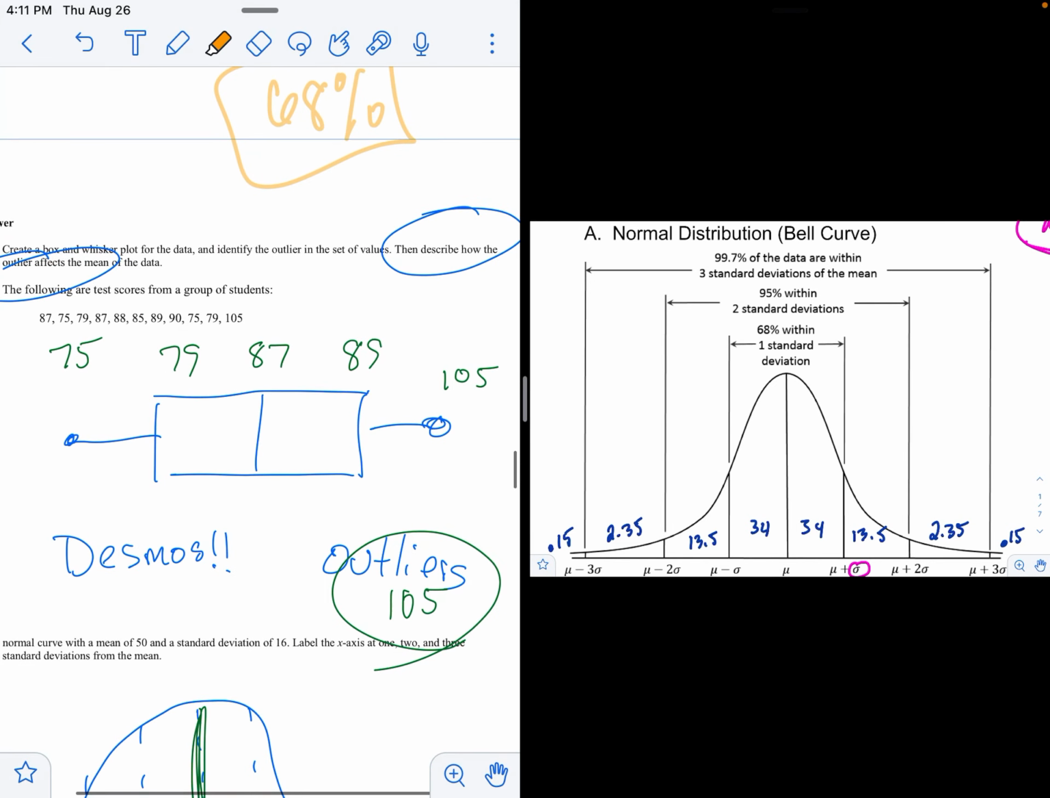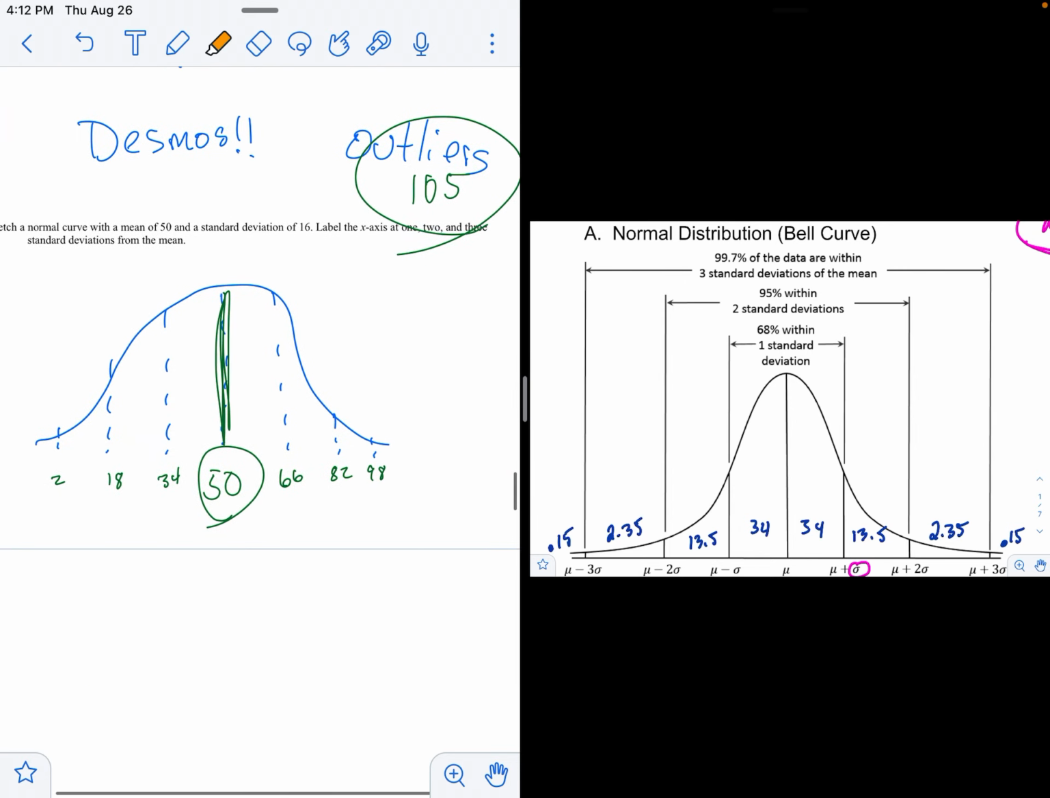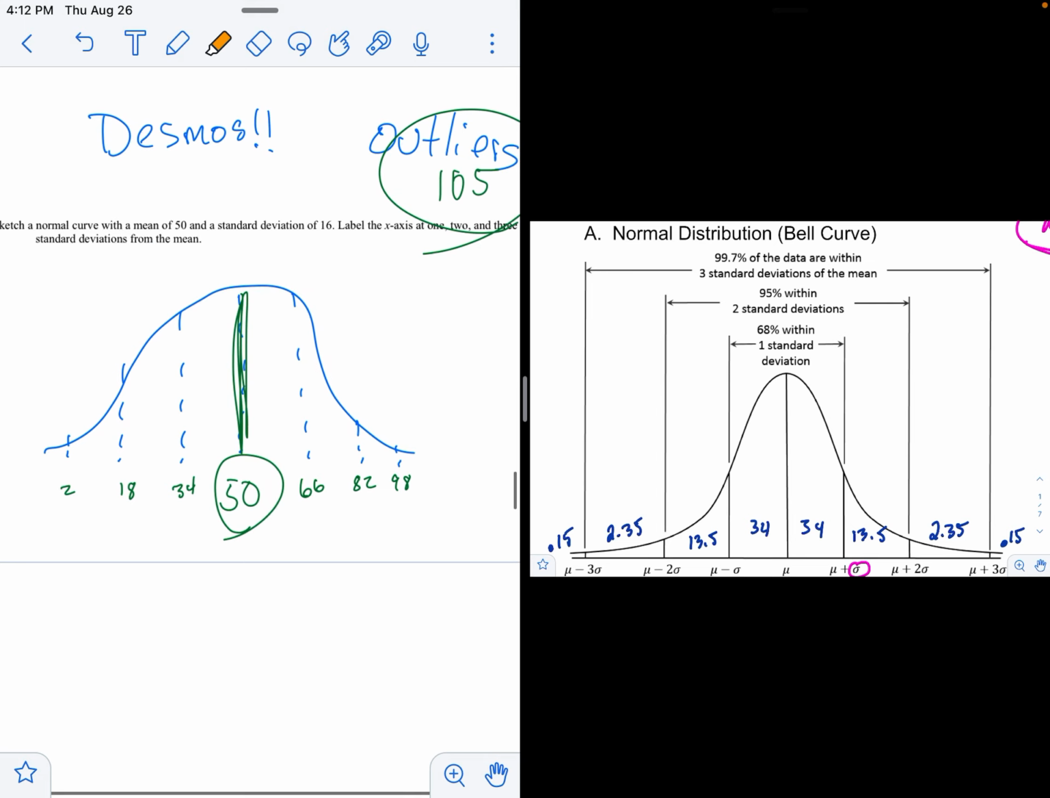Number 15, build a box and whisker. So you could just sketch a box and whisker, put it in the calculator, give me all the numbers, and then check for the outlier. In this case, the outlier is 105. Number 16, sketch a normal curve.